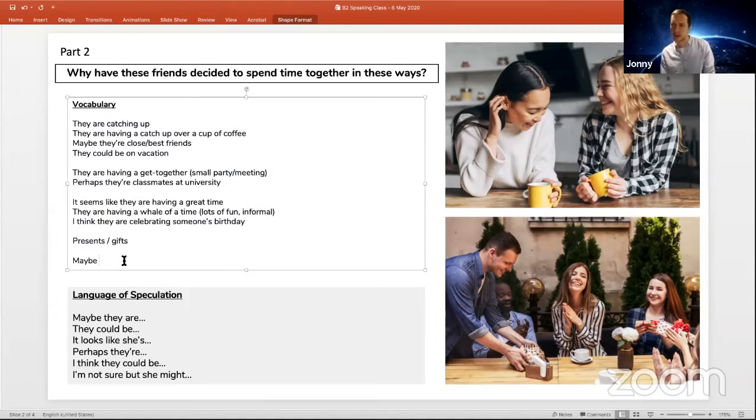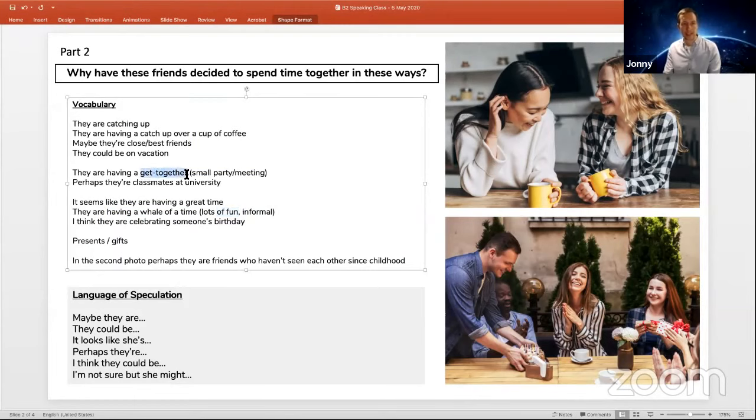I like this one by Israel. In the second photo, perhaps they are friends who haven't seen each other since childhood. Yeah, I like that. In the second photo, perhaps they are friends who haven't seen each other since childhood. Very good. Okay, good. We've got some good vocabulary here. So friends who haven't seen each other since childhood. They're having a whale of a time. It means they're having lots of fun.